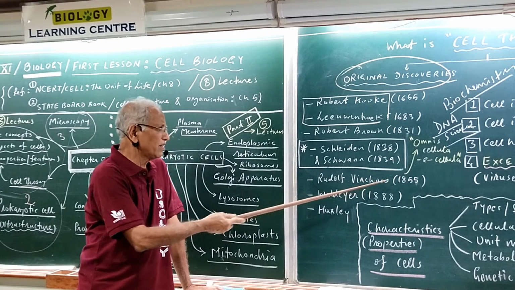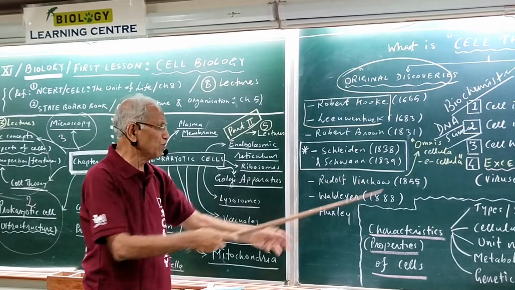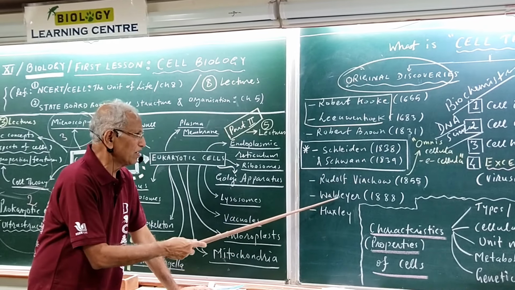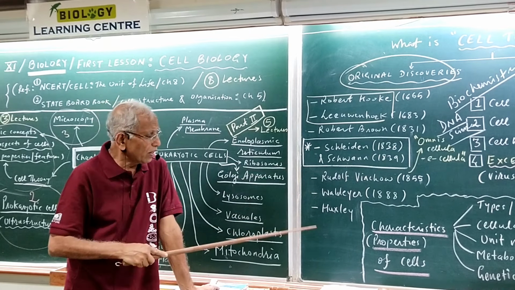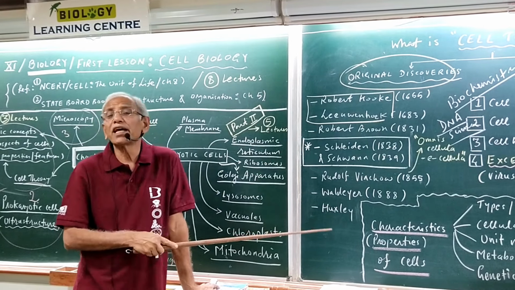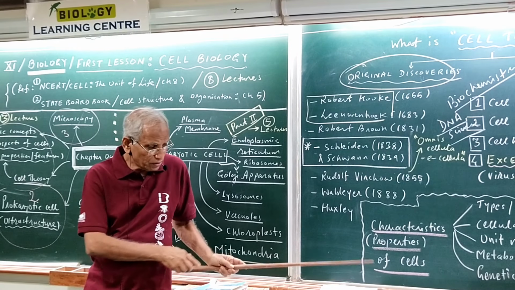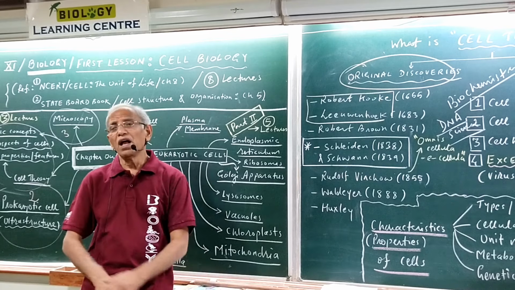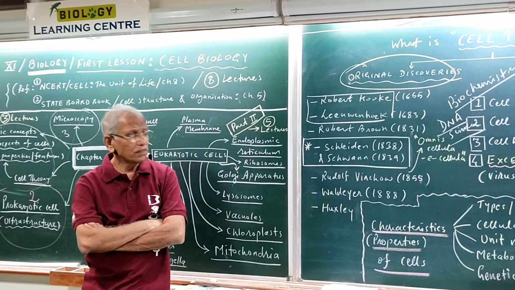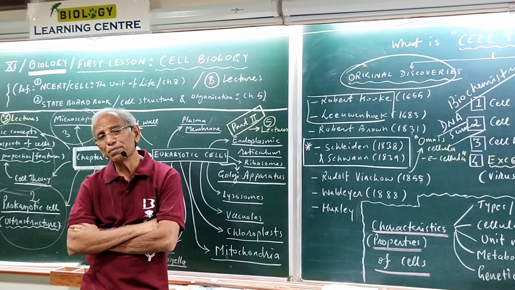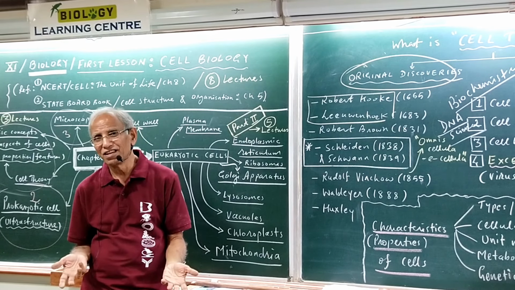Rudolf Virchow said that pre-existing cells give rise to new cells, and Waldeyer was the one to discover the chromosomes and so on. So I think these things we can once again look at. Looking at these people, it is very interesting: all of them being Europeans, Europe seems to have been the cradle of original scientific discoveries.